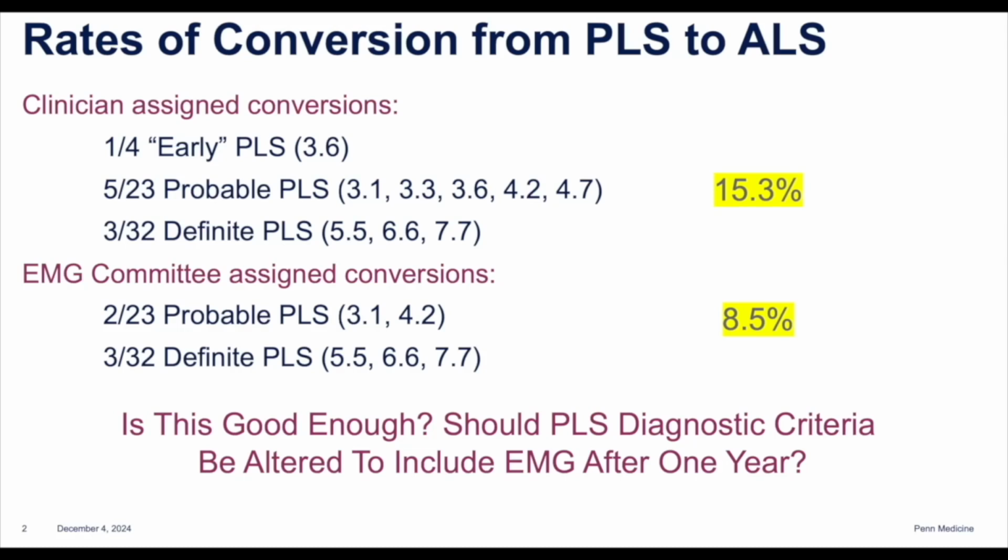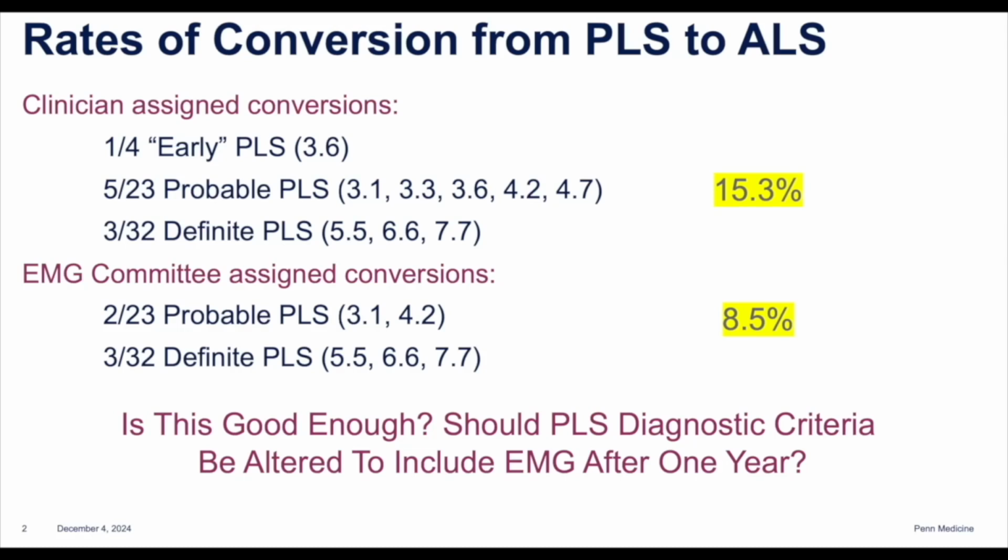So for the early patient, it was 3.6 years, just to give you an example, and I won't read out those numbers because you can see them for yourselves, and I am being timed. There were 5 out of 23 patients with probable PLS at enrollment whose diagnosis changed by their 12-month EMG, and 3 out of 32 definite PLS. That's what I found surprising, by the way. That represented 15.3% of patients.